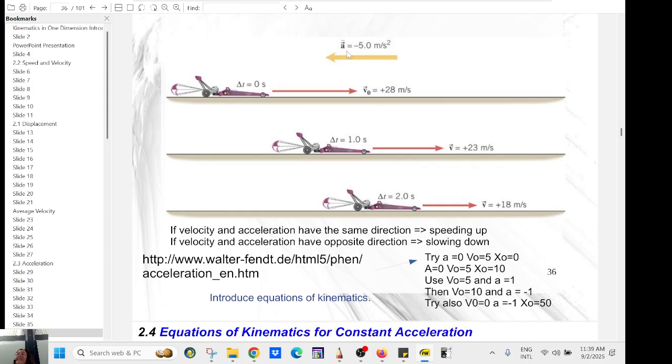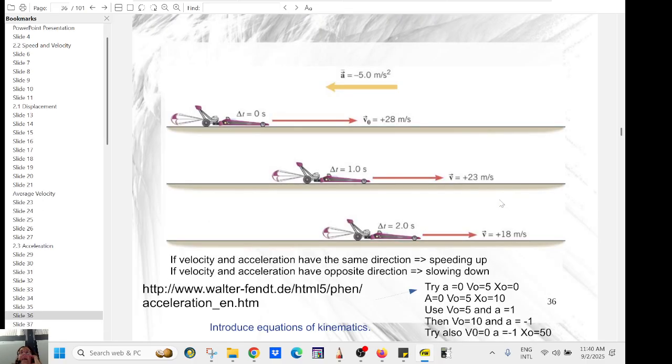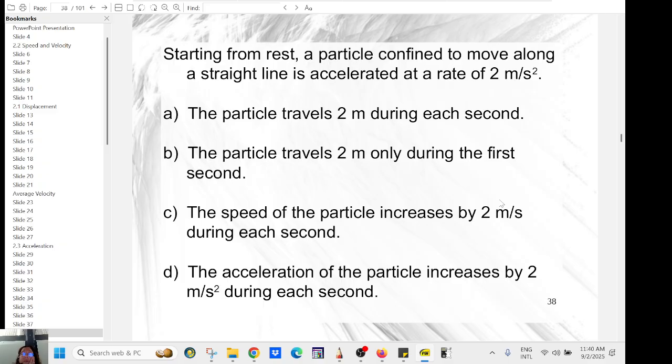Okay, so -5 is the acceleration. It's negative. You go from 28. After 5 seconds, you go to 23. 5 seconds, you go to 18, and so forth and so on. Right? Before getting to that, what do you think? So you can talk to each other.